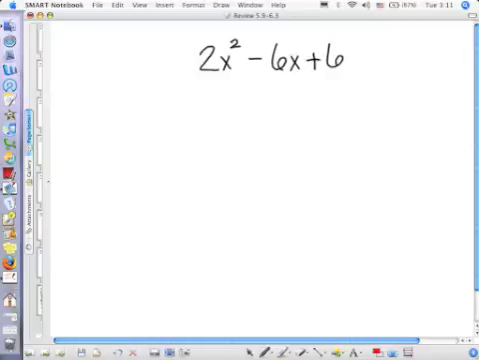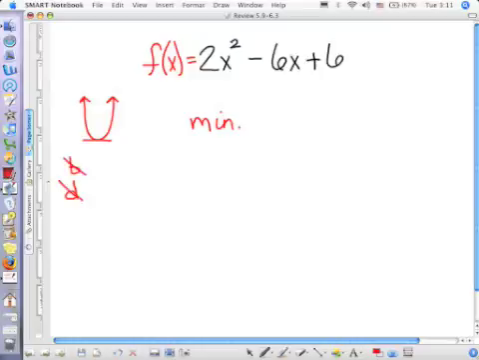Number 19 asks us to identify if this function has a minimum or a maximum value, and then what is that minimum or maximum value. By simply identifying if the parabola opens up or down, we can tell if it has a minimum or maximum. Because the x squared term is positive, it opens up, which means it has a low point, so it has a minimum value. You have just eliminated choices B and D.